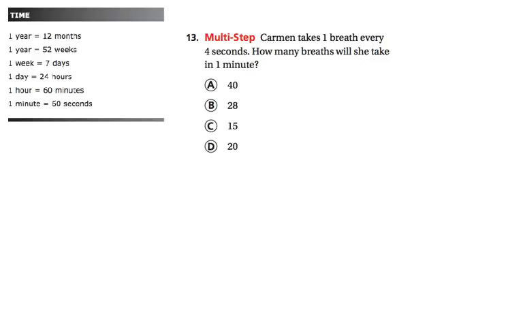So they tell us that this is a multi-step problem. Carmen takes 1 breath every 4 seconds. So just thinking about skip counting by 4s: 4, 8, 12, 16. She's going to take a breath every 4 seconds. And they're asking us, how many breaths will she take in 1 minute?